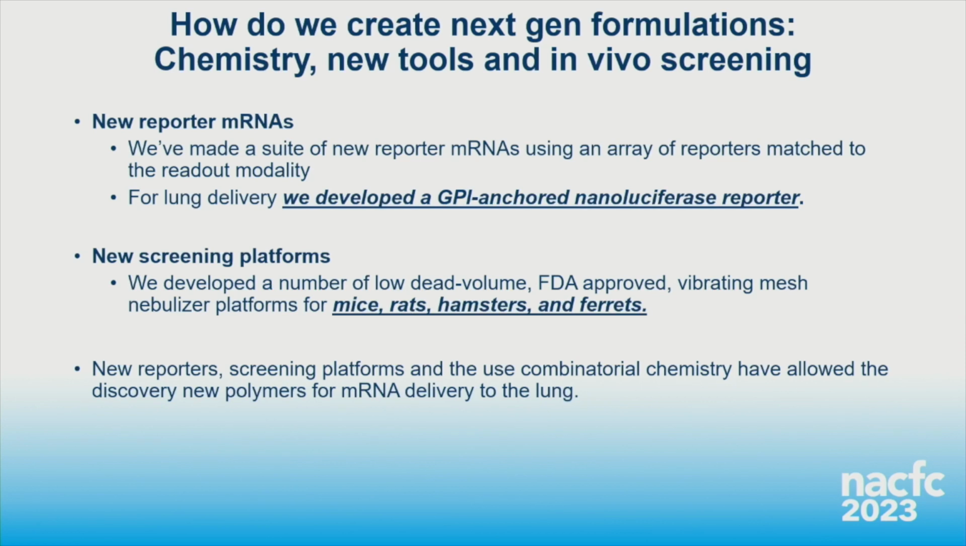How do we screen in the first place? How do we develop these polymers in the first place? Well, really, it's a combination of chemistry, developing new tools, and in vivo screening. So we screen all of our particles in vivo, and we'll talk about how we do that. First thing we needed, though, is better reporter RNAs. Most of the classical ones, I would say, had some disadvantages. So we ended up with a GPI-anchored nanoluciferase reporter. So we use Nanoluc a lot. I was glad to hear it in some of the previous talks because we're big fans. Why do we GPI anchor it? I'll talk about it in just a second.